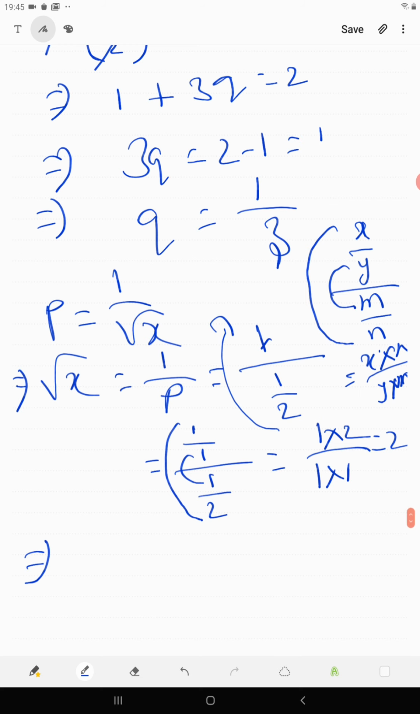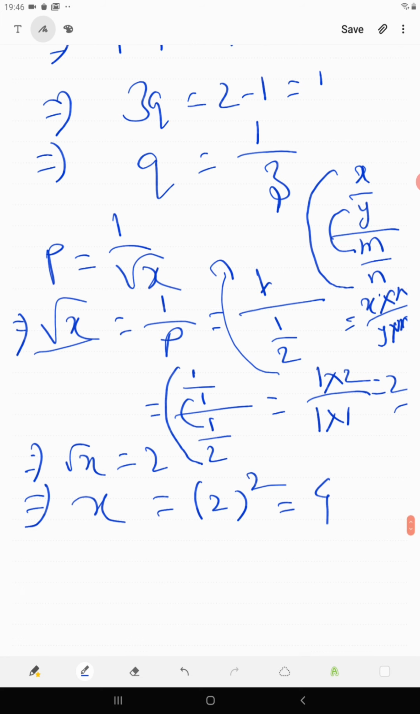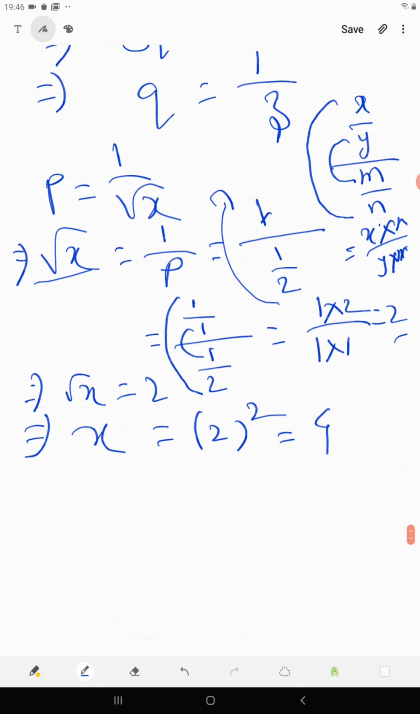Now root x is 2. So root on the left becomes square on the right. So x we can write as 2 square. Okay. That is 4. Root x is 2. Correct? We have root x equals 2. Now this root on the left becomes square on the right. So that's why I wrote x equals. Since the root is removed, now we are squaring 2. So x equals 4. This is basic algebraic solving of equations. Okay. So we have x equals 4. Now root y.